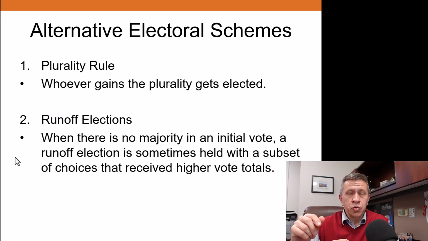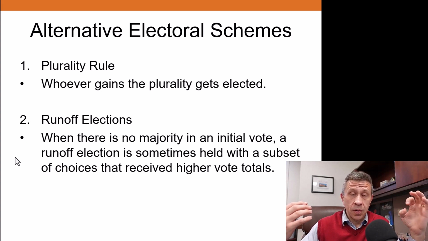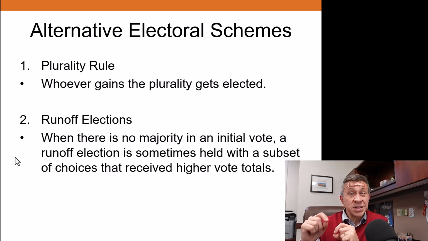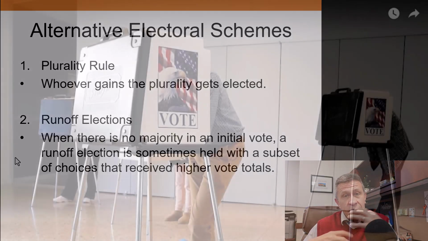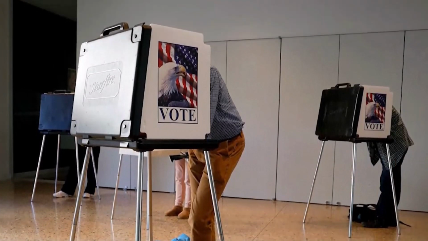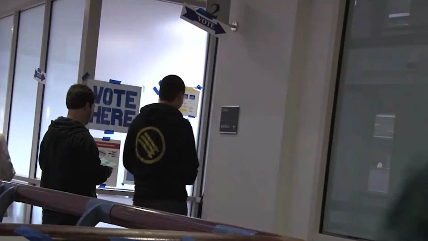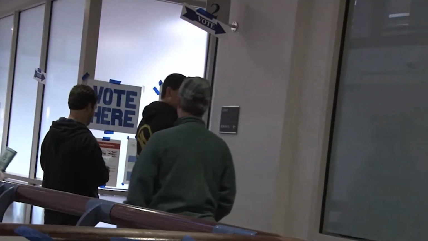A plurality rule election might be the one that's easiest to think about. Everybody puts in a vote, whoever gets the most votes wins. By having it as plurality rules, the person who gets the most votes wins, even if they don't get a majority of votes. So if you have, say, 3 candidates and one candidate gets 37% of the vote and the other 2 get a little bit less, even though the candidate only had 37% of the people voting for them, they win. The plurality wins.